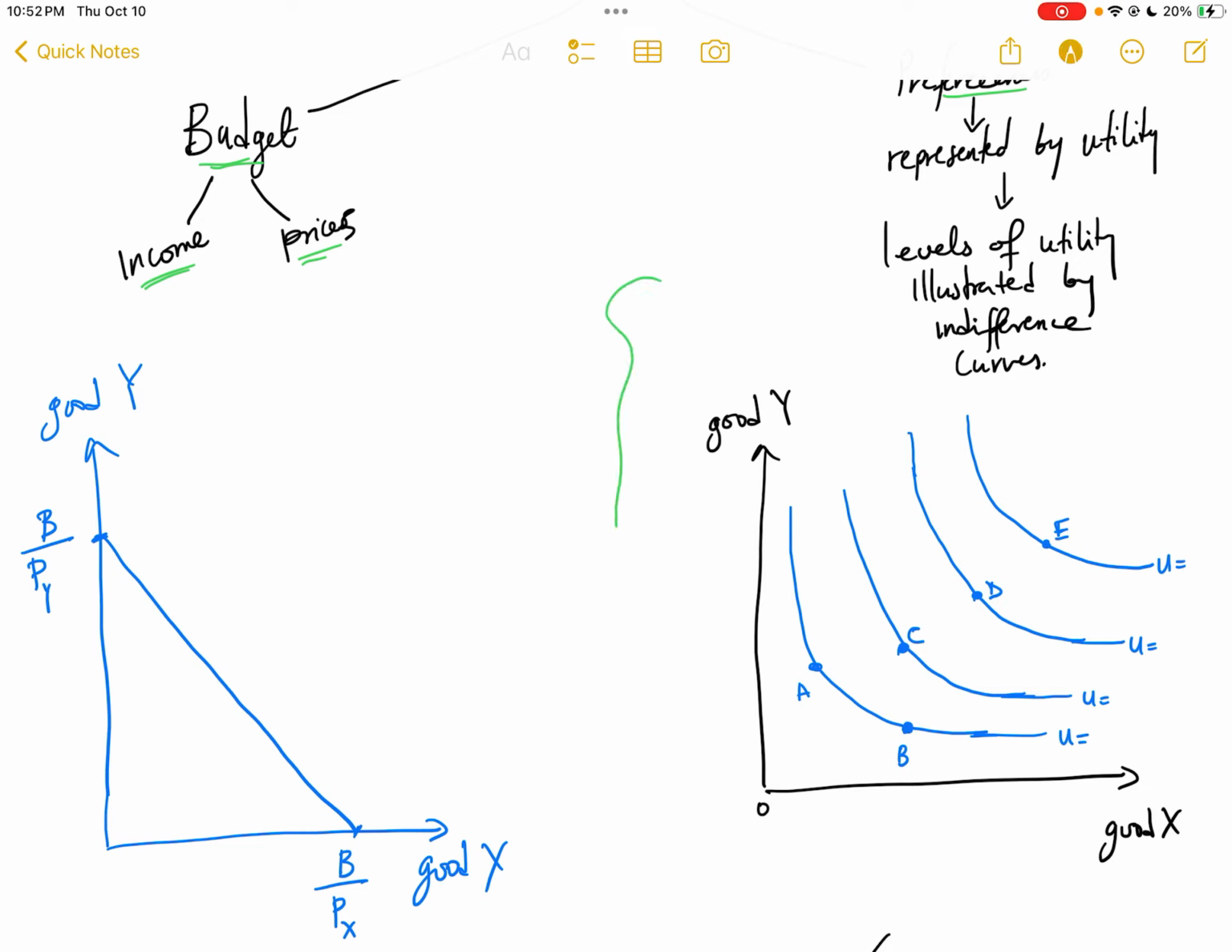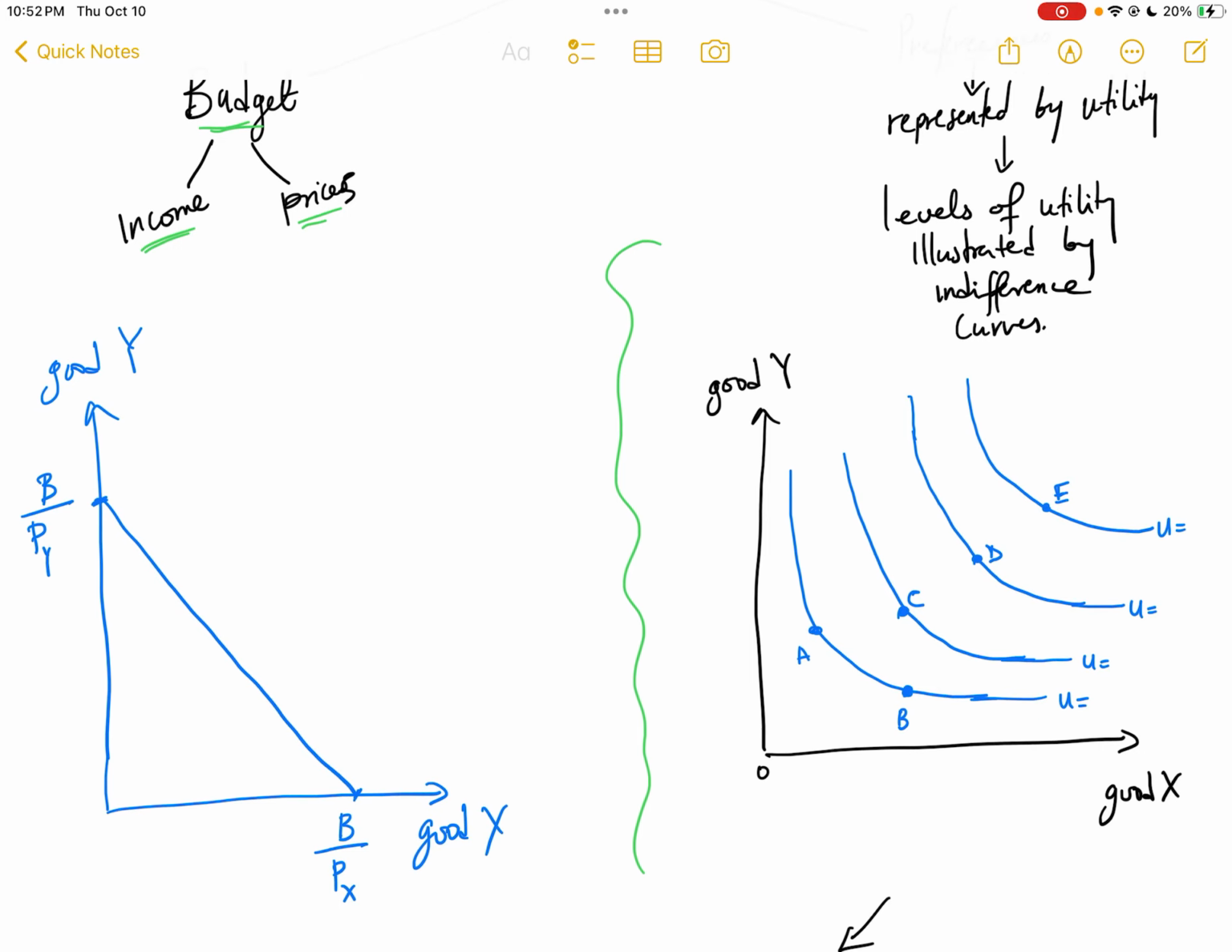So here we are. Under the budget, we have the budget set. This is all we can afford. Everything on the blue line and under the blue line is all we can afford, because we are limited by our income and the prices. So let's cross over now to look at our preferences.